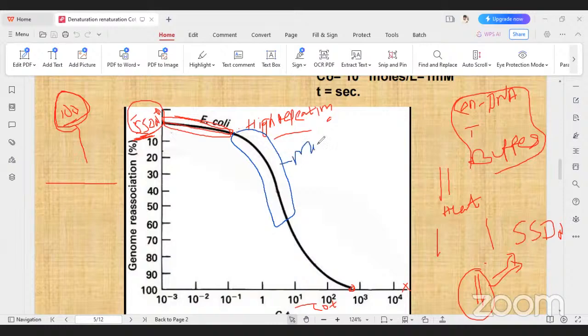Moderate, moderate, moderate, and what happened? Let's do it. One minute.